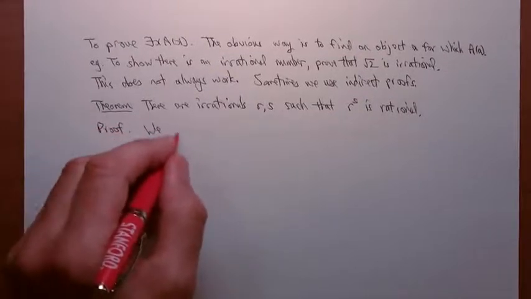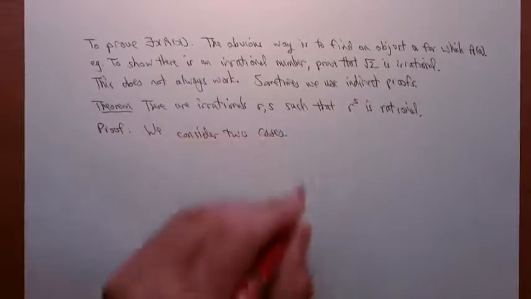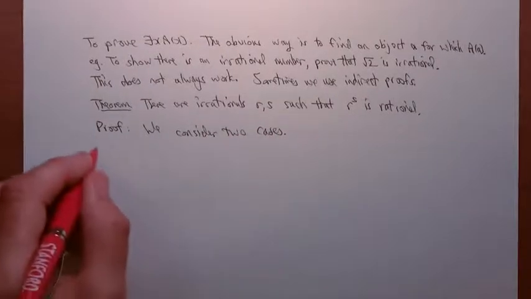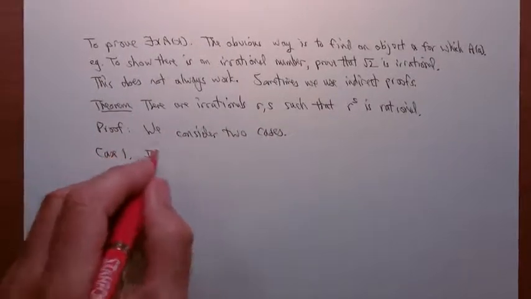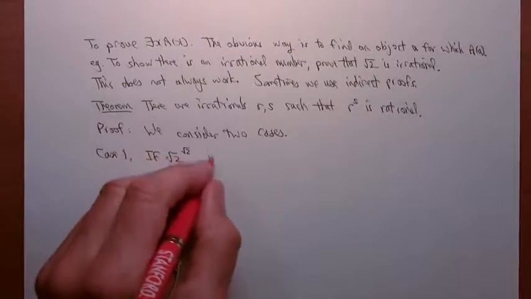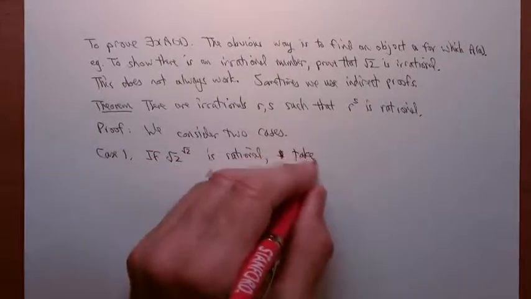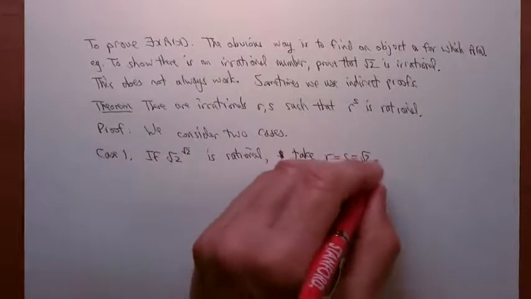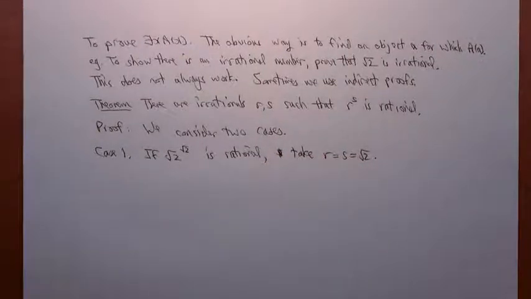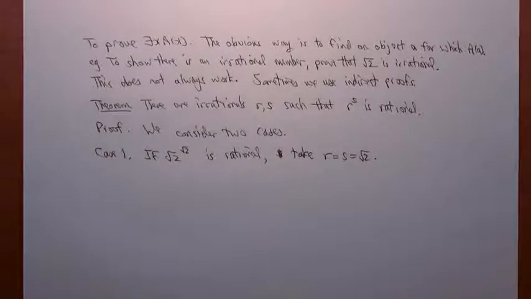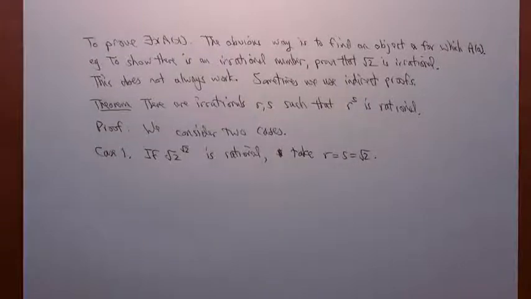The proof involves considering two cases. Case 1: if the square root of 2 raised to the power square root of 2 happens to be rational, we can take r and s both equal to the square root of 2. Then, by the assumption that the square root of 2 to the square root of 2 is rational, we've shown that there are numbers r and s which are irrational, with r to the power s rational.